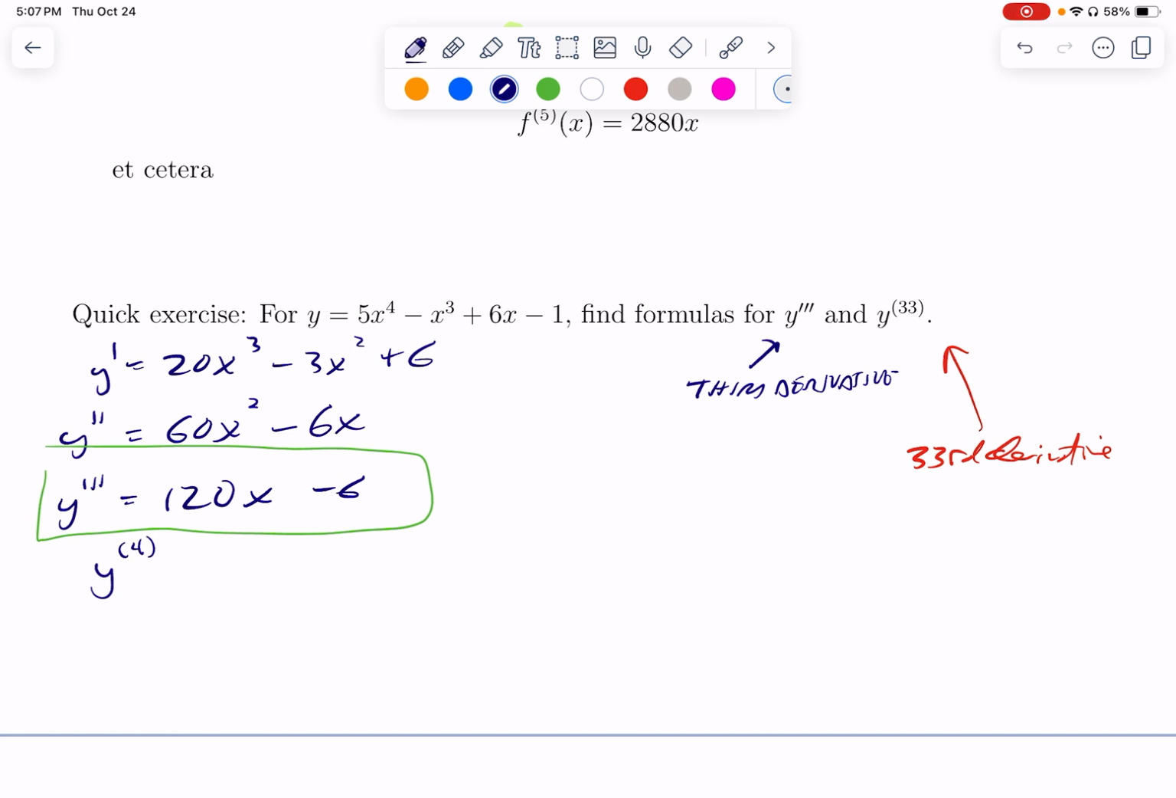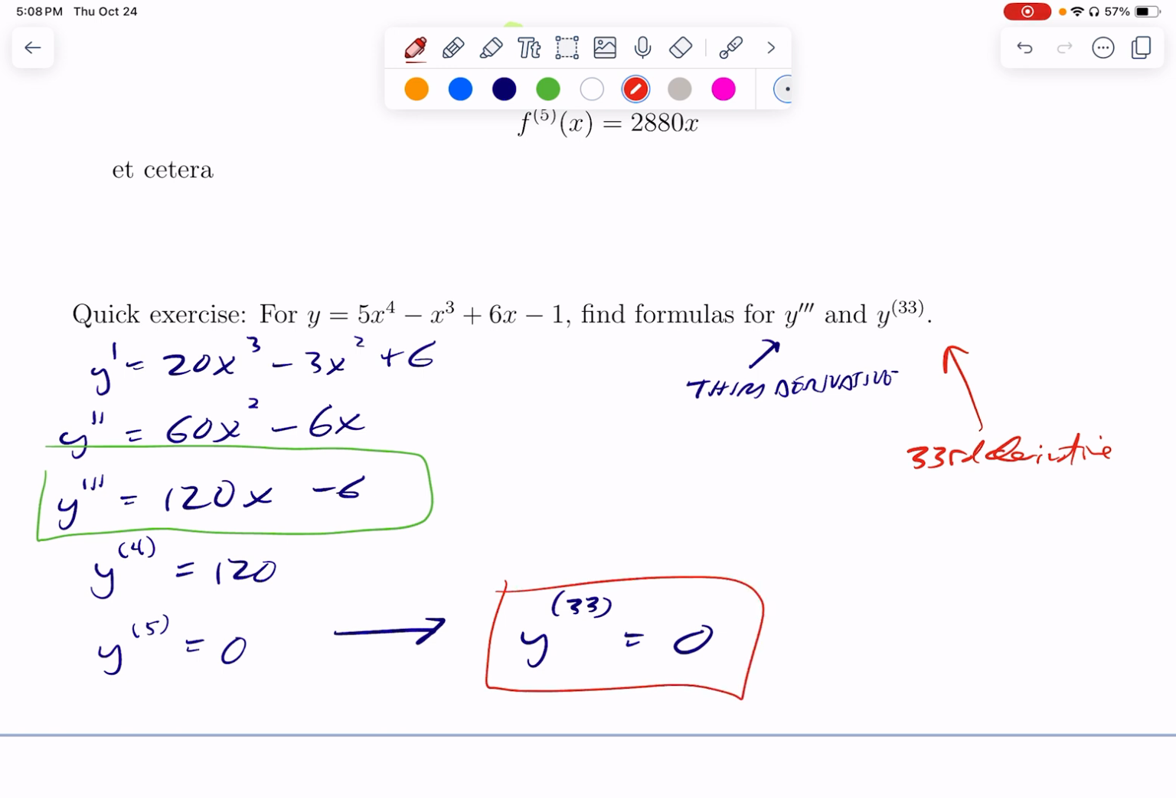My fourth derivative is 120. My fifth derivative is 0. And now, hopefully, we realize no matter how many more derivatives I take, it's just going to be derivative of 0 is 0, derivative of 0 is 0, derivative of 0 is 0. So I'm not going to write all of those. I am just going to use common sense and say, I know from here on out all of my derivatives are 0, so obviously the 33rd derivative is just 0.